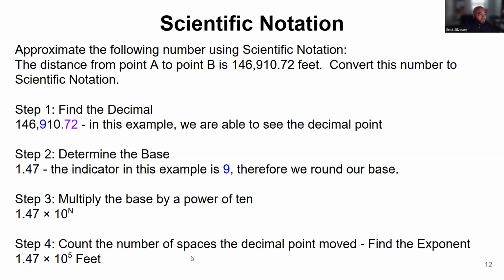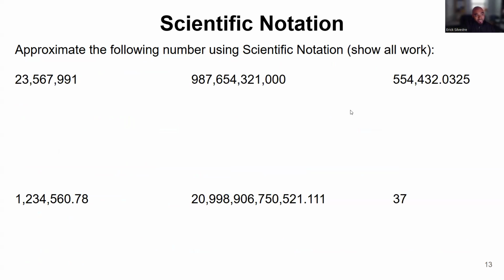Step number 3 is just multiplying it by a power of 10. And step number 4 is counting the number of spaces the decimal moved. Remember, the decimal moved from wherever you identified it to after the first non-zero number. So count the spaces. 1, 2, 3, 4, 5. So you get 1.47 times 10 to the fifth. All right. So this is how, again, you are going to identify and create scientific notation numbers. Now that you have these examples, you could try that on your own. Pause the video, give it a minute, and then you are going to see the answer in the next slide.